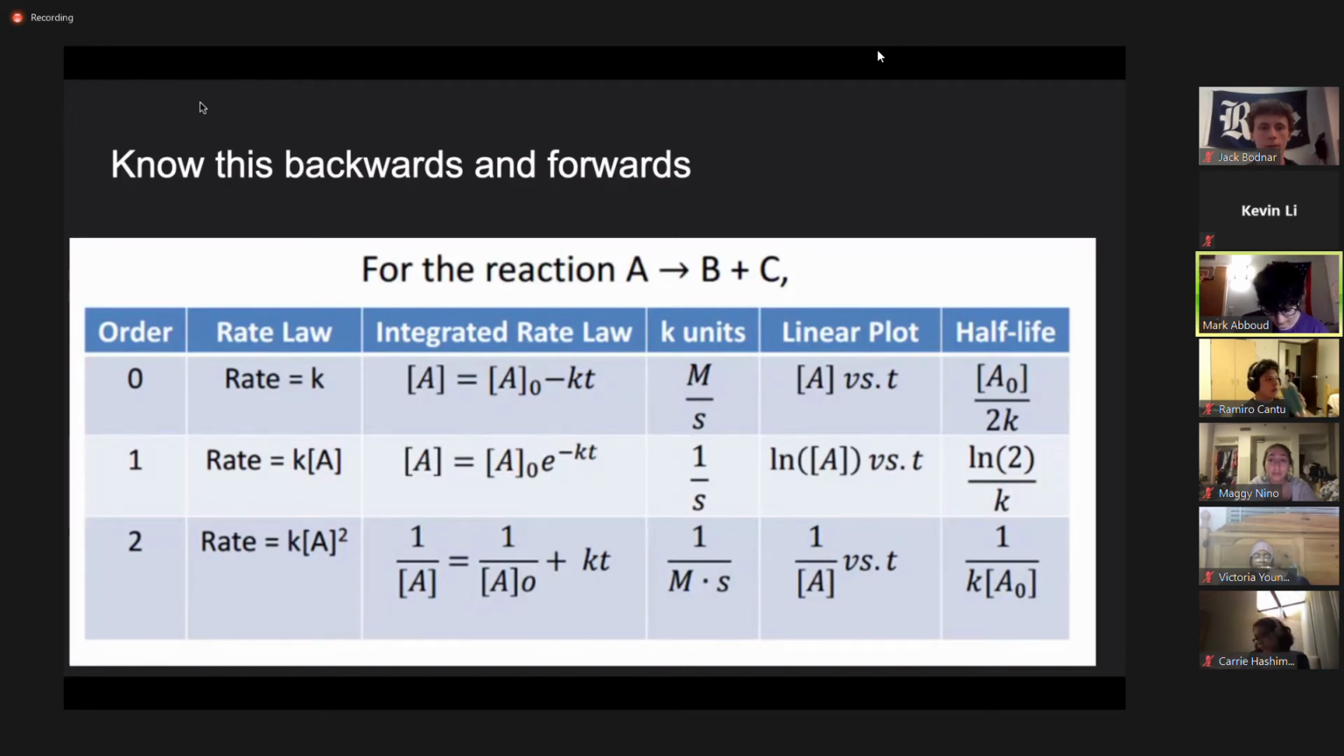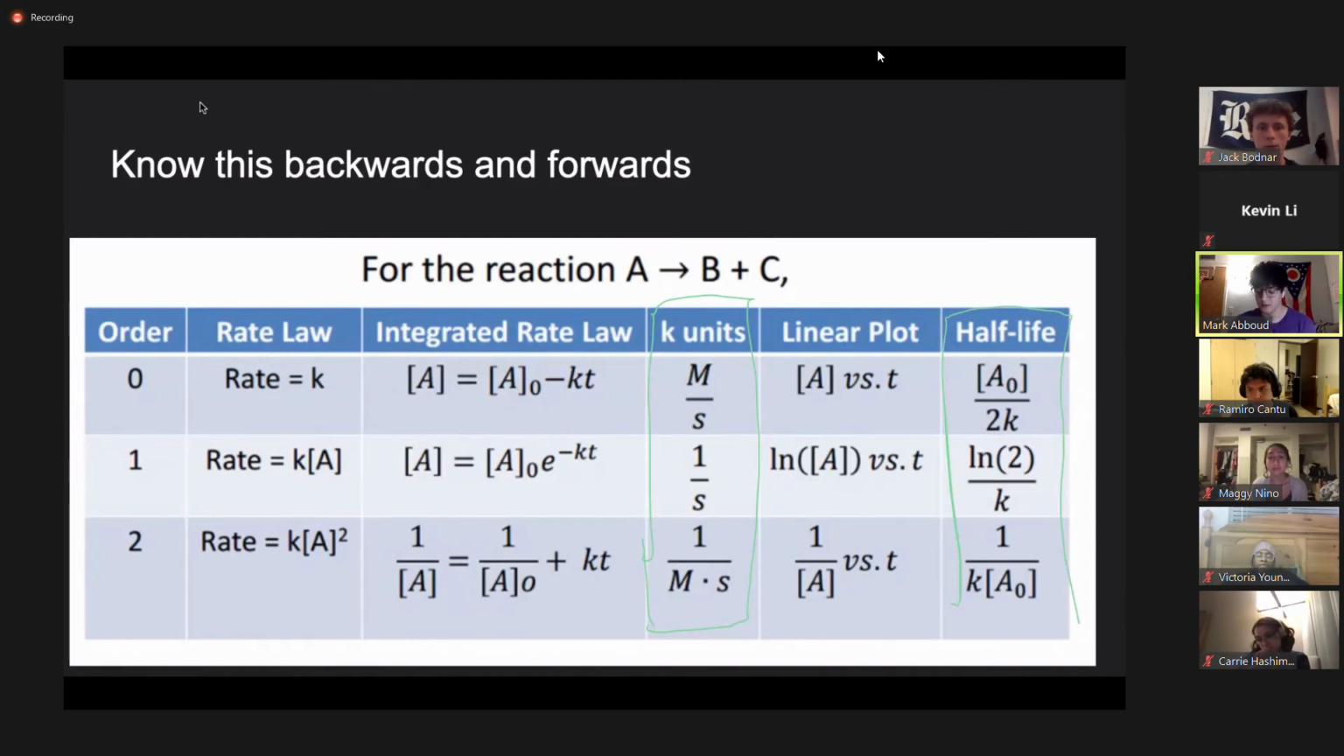More specifically for this chart, K units, these are also important. Sometimes they'll give you the K units and they won't tell you the reaction order. They'll expect you to know based on the K units, since the K units are different for each reaction order. The same can go with the linear plot. As I said, the half-life is really important. I know you had a question like that in your homework. These are all just really important formulas. This whole unit is just grounded in these formulas, but it's important you understand the relationships that these formulas represent.